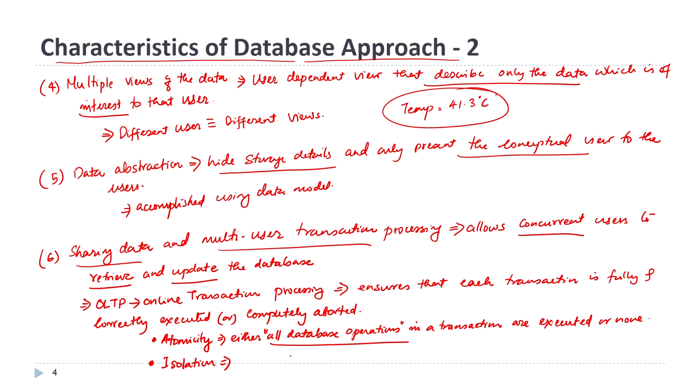Which means each transaction executes in isolation from one another. So, when one transaction is done, it isolates itself from the other transaction that is going to happen. So, these are the two aspects that allow for OLTP or online transaction processing. So, the database approach is essential to make sure that OLTP is achieved.